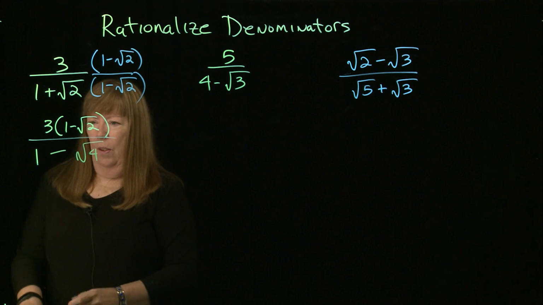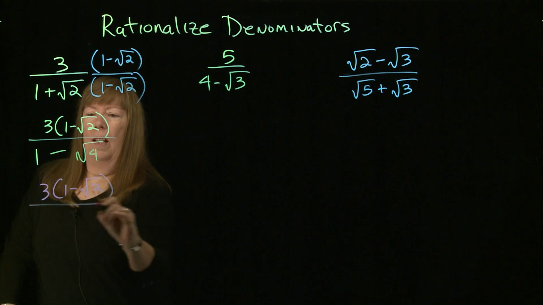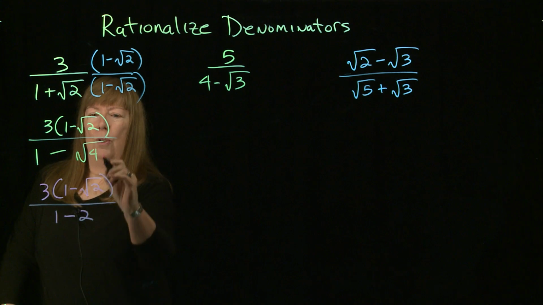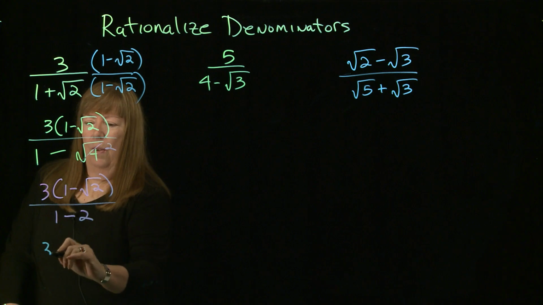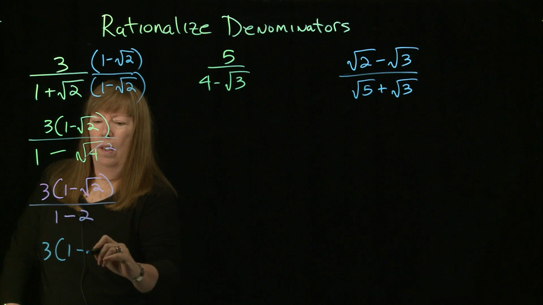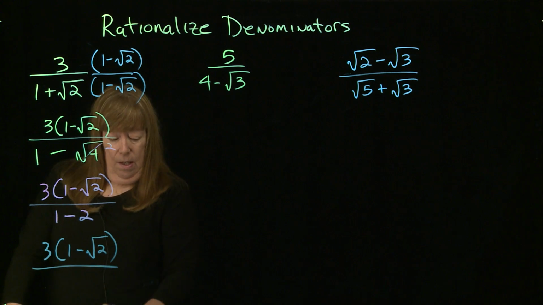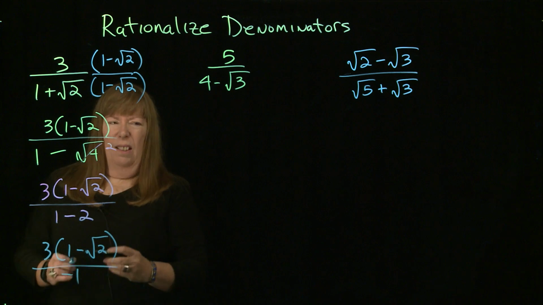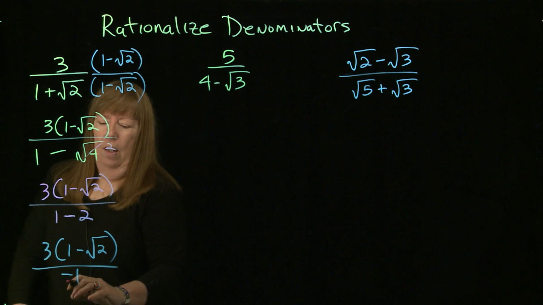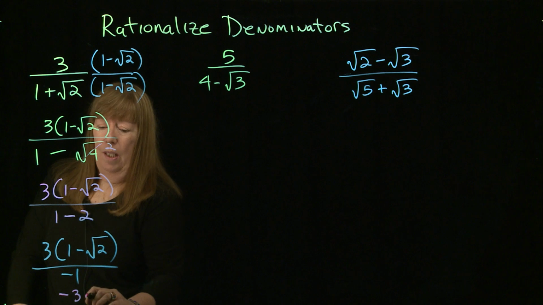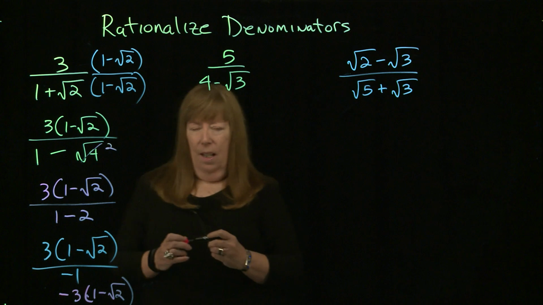All right, so let's clean it up. 3 times that stuff, and 1 minus 2, because the square root of 4 is 2. And finally, 3 times quantity 1 minus the square root of 2 over 1 minus 2, which is negative 1. But that looks ugly, looks amateurish. So what we can do is just divide: negative 3 times 1 minus the square root of 2. And you're done.